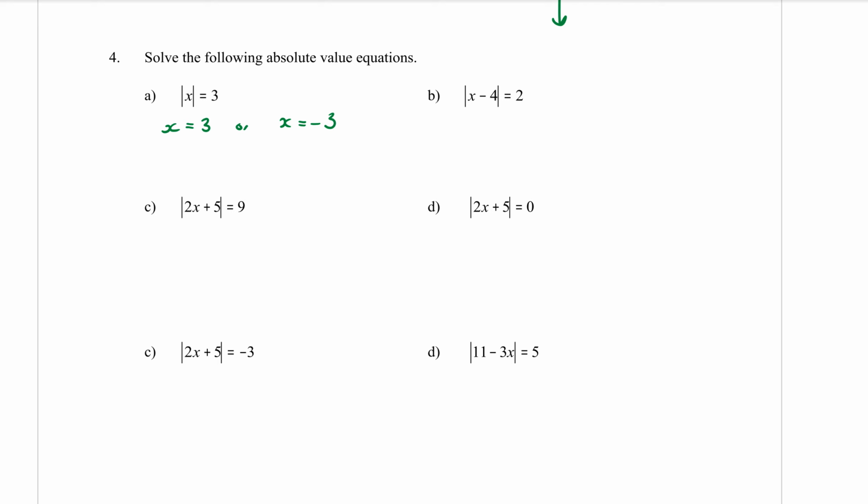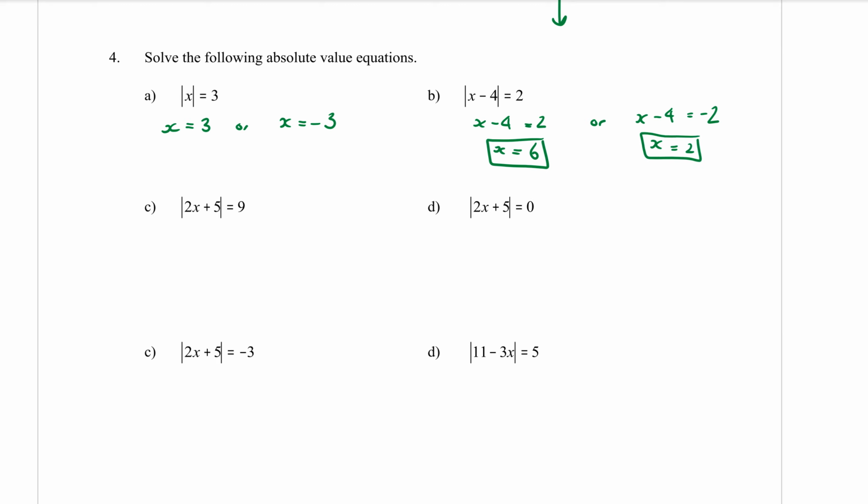In part B, the positive version is x minus 4 is equal to 2, or x minus 4 could be equal to a negative 2. We want the positive and the negative of the number that is on the right, and we want to solve both of those equations. So adding the 4 across to the other side, x is equal to 6 is my first solution. And in this one, adding the 4 across, minus 2 plus 4 makes x equals 2.